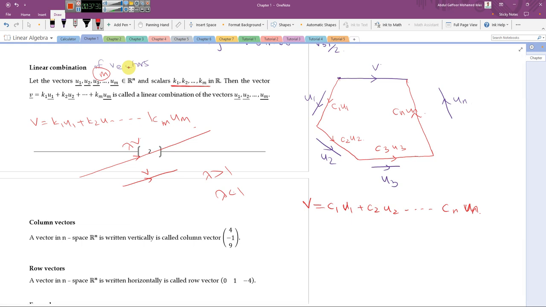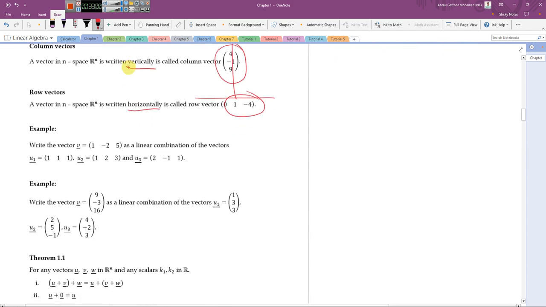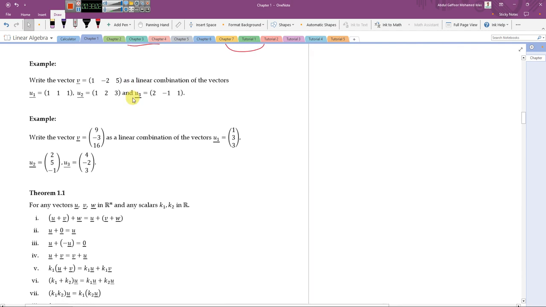Now we will be talking about column vectors and row vectors. So vectors are n-tuples. Now they can be written either vertically or horizontally. If the elements are written vertically within parentheses, then it is called a column vector, and if they are written horizontally, then they are called row vectors, right? So this is column and this is row. That's all. Now we will do this example.